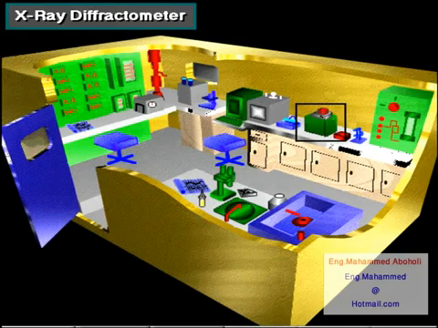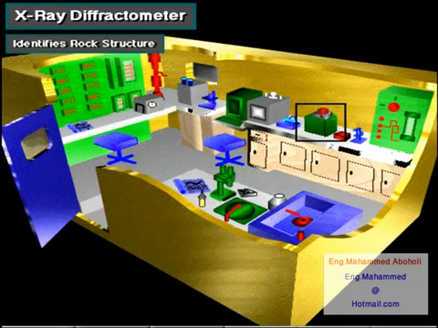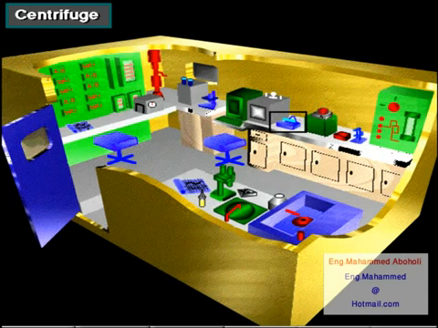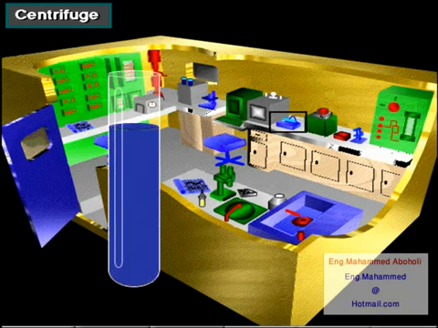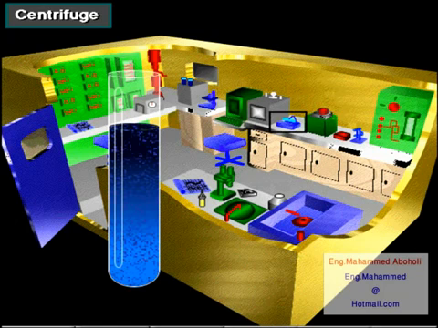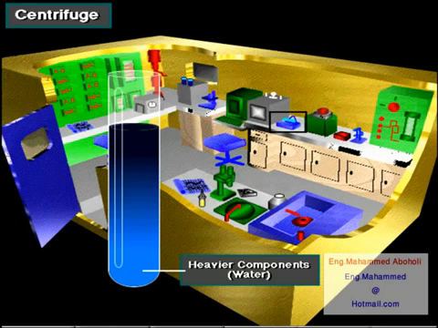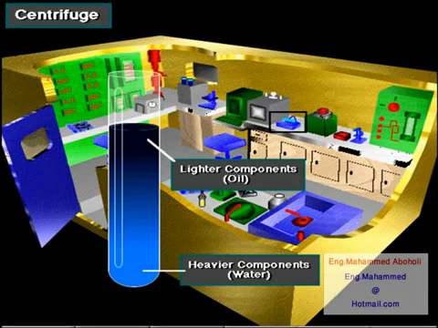An X-ray diffractometer penetrates a rock sample with X-rays. Different types of rock react differently to the X-rays, which allows well loggers to identify a rock structure. The centrifuge spins formation fluid samples at a high rate of speed. Loggers put the fluid samples into a test tube and then put the test tube into the centrifuge. The spinning, or centrifugal, motion separates the fluid into its components. The heaviest components, usually water, collect on the bottom of the tube. The lighter components, such as oil, collect in the tube above the water.